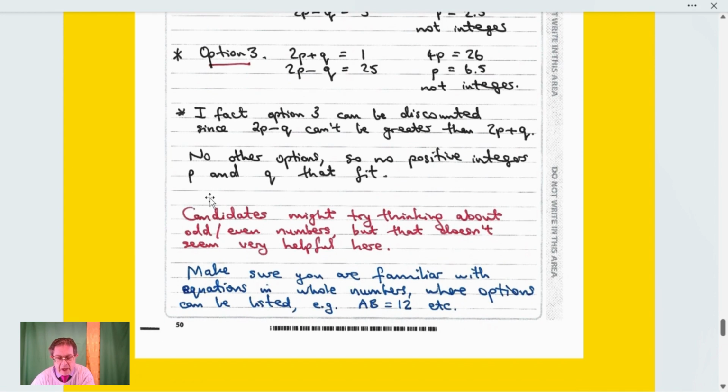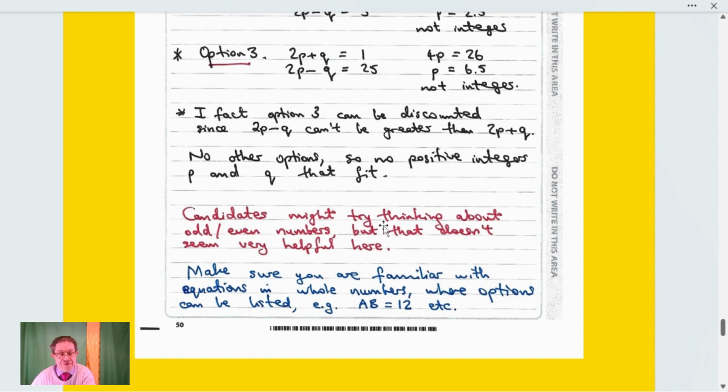Okay, a suggestion I would make is, for this type of proof and for problem solving, make sure you're familiar with equations in whole numbers where the options can be listed. So for example, if a times b equaled 12, where a and b were integers, you could list the options. A is 1, 2, 3, 4, 6, 12, maybe negative numbers, but there's only a limited number of options there. Make sure that's a tool in your armory for these proof questions and for problem solving.